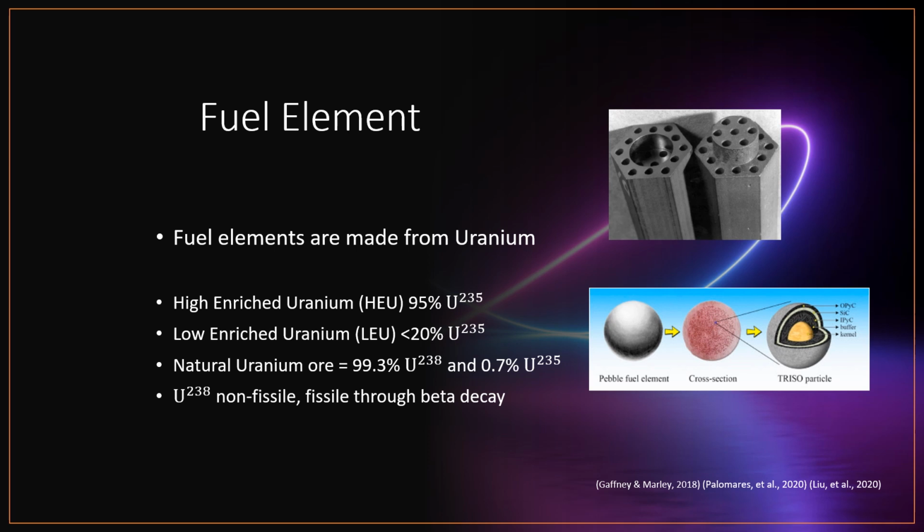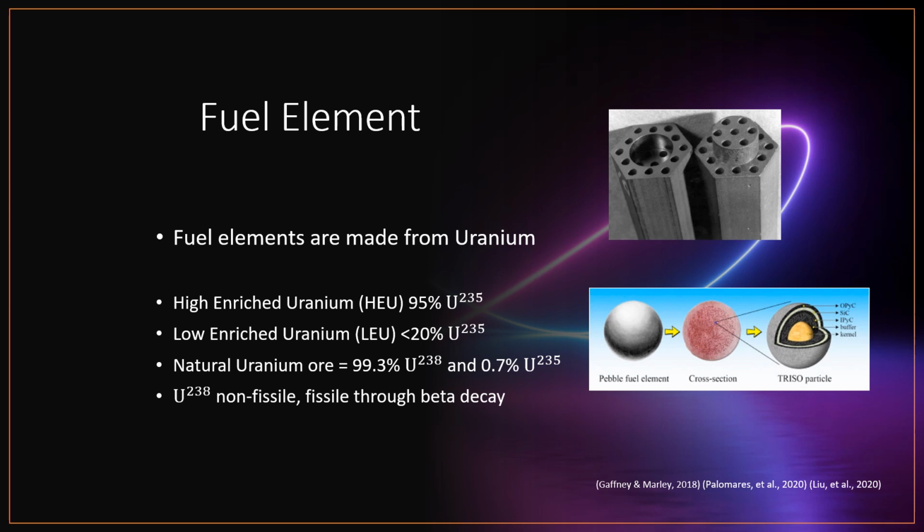So the difference between the HEU and the LEU fuel elements is the concentration of uranium-235 within those elements. Now, those elements can come in the form of a rod or a particle or a pebble, depending on the reactor design, but essentially the classification of the fuel element, whether it be HEU or LEU, is still the same. Highly enriched uranium is about 95% uranium-235, where low enriched uranium has a concentration of equal to or less than 20% uranium-235.